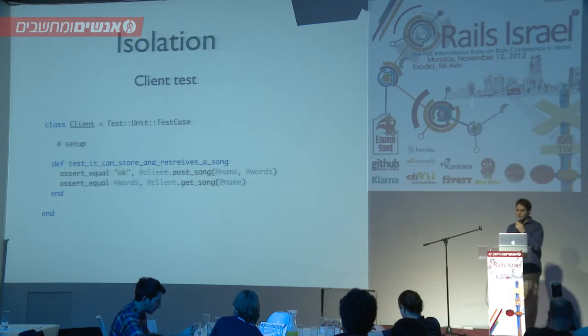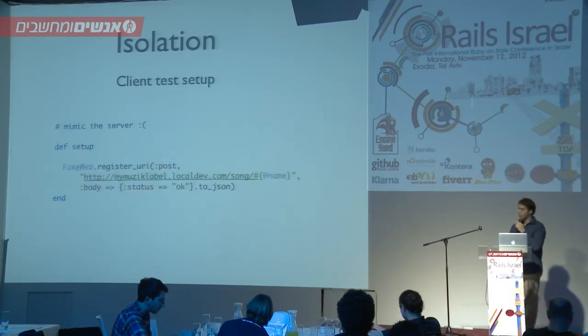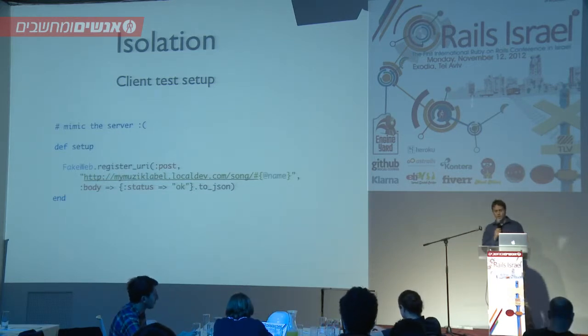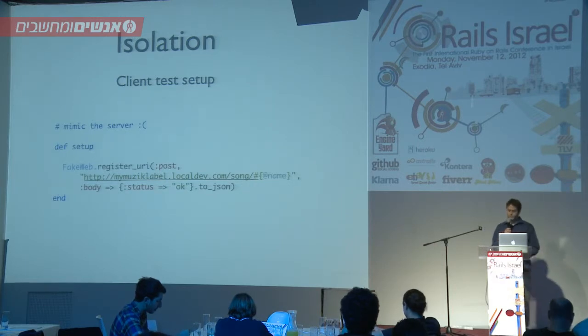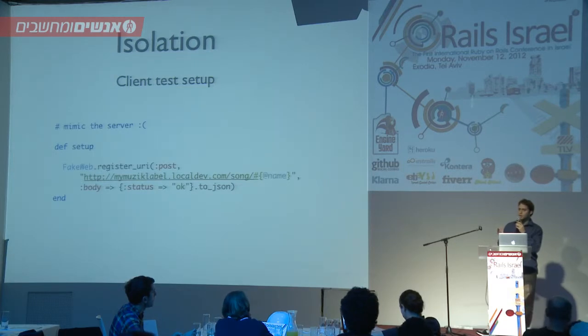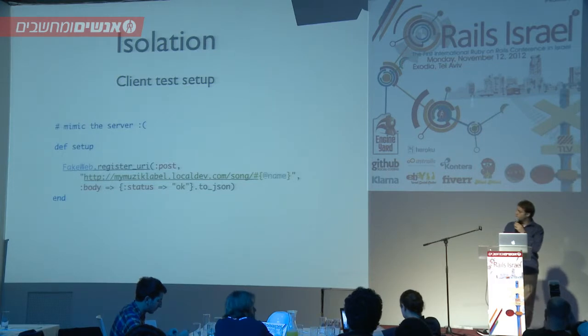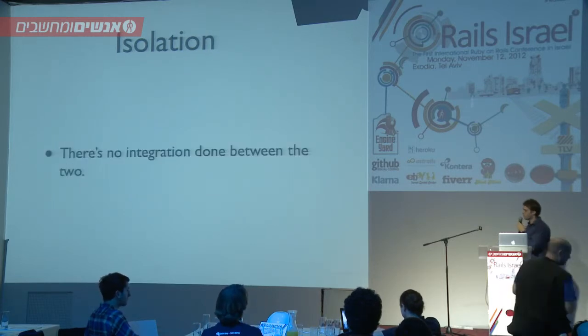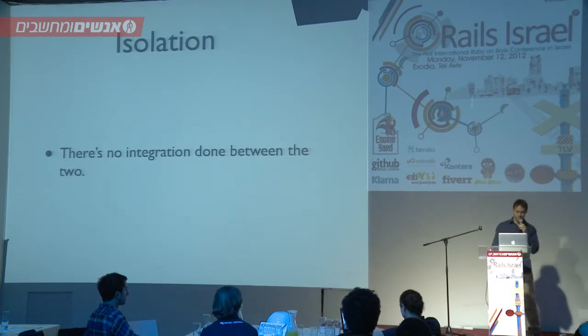We would basically make sure that if we post a song and we get it back, we get the words that we posted for those same exact words. Right? Except for the setup, we would need to use something like fake web, or essentially we would need to mock out the server. This really shows where this approach kind of crumbles, because we're mocking out the server and there's no actual real integration that's done between the client and the server. Because we're actually using fake web, we're not actually hitting up the controller and testing from the client what the server is giving back. There's just no integration done between the two, and it's not great.